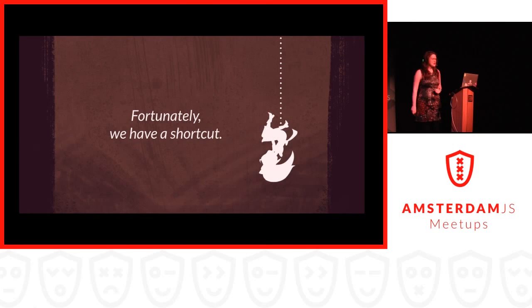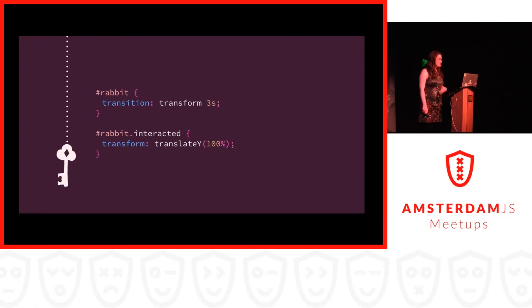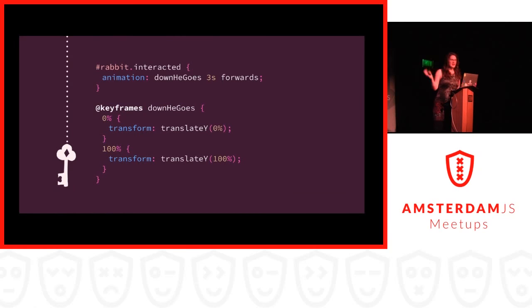Thank goodness we have a shortcut. We got this lovely thing called the animate method. It's great. You can call it on any DOM element. It's fantastic, right? So if you're a CSS Animations wonk, you may have noticed that the Web Animation API totally handled this transition like an animation with a big pile of keyframes.